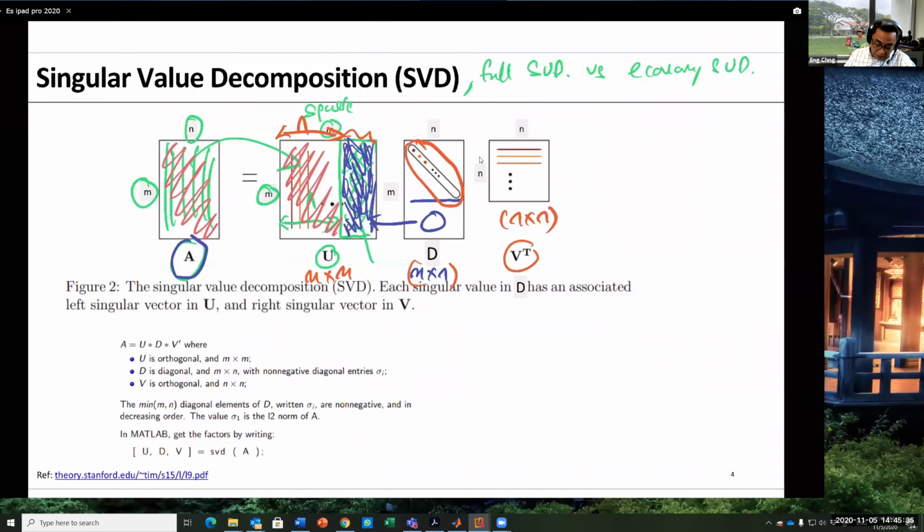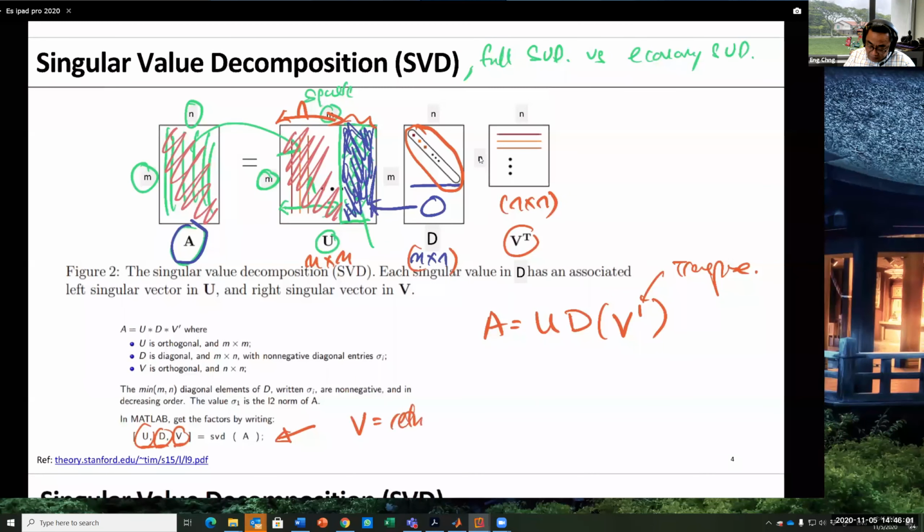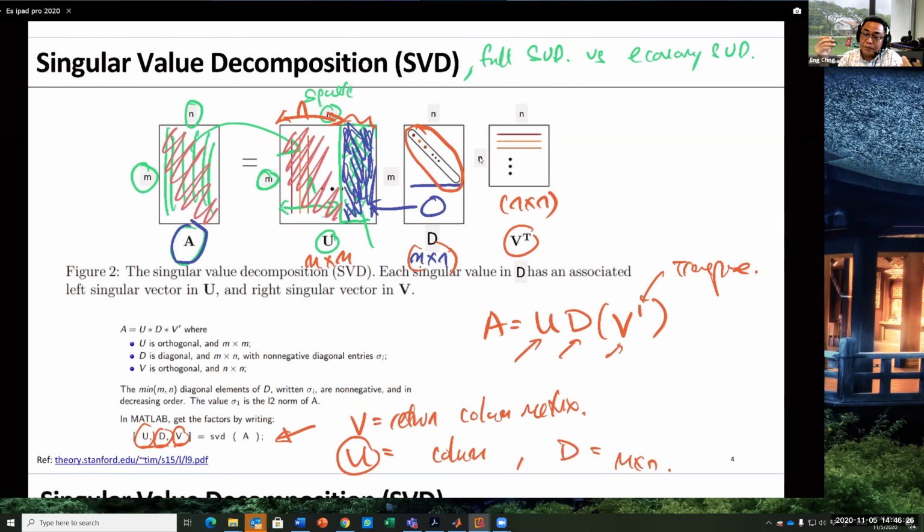Now, when I first studied SVD, I had a huge problem, guys. To reconstruct, A equals U multiplied by D multiplied by V transpose. This little symbol is the transpose. But when you use SVD in MATLAB or Python or whatever, V is written as a column matrix, and U is a column matrix. So U is used directly, and D is also written as a matrix, but V, you must transpose it to use it. So A equals U times D times V transpose.